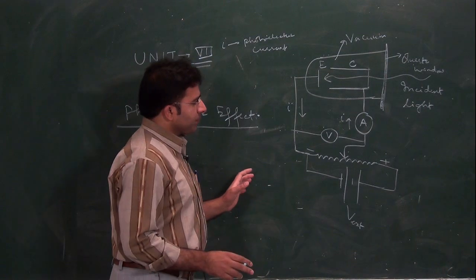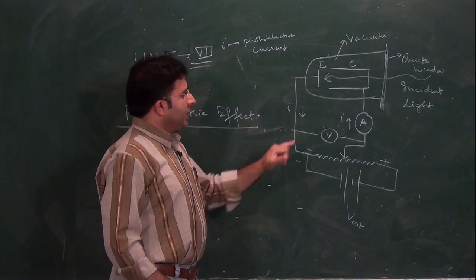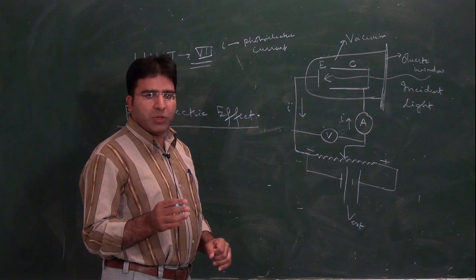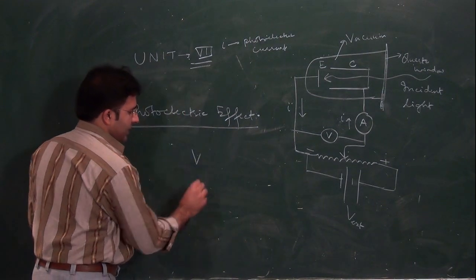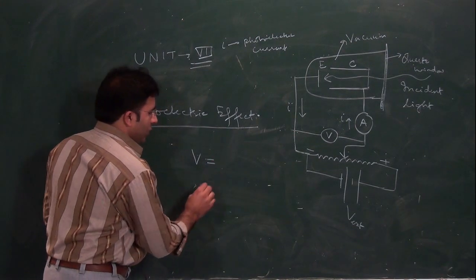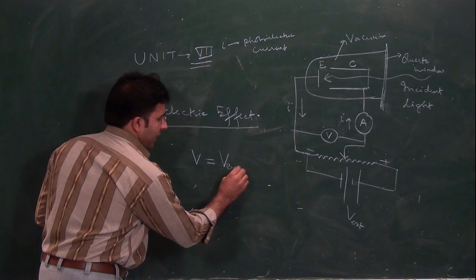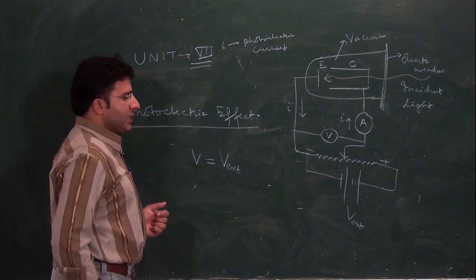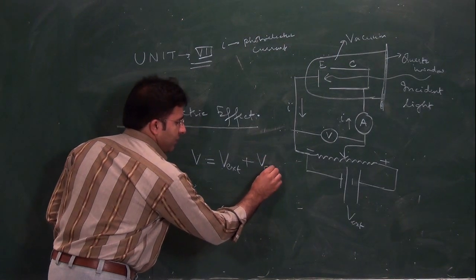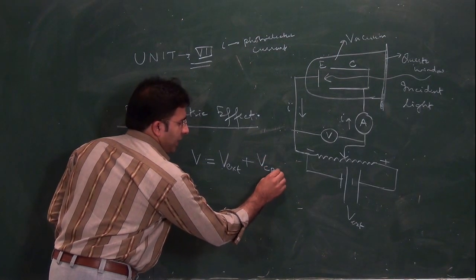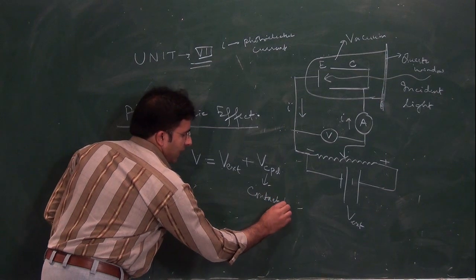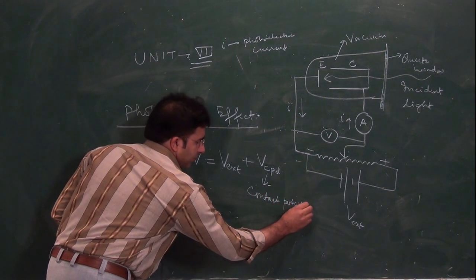Then what we do, first we need to understand here, the voltage across the emitter and collector is the algebraic sum of two voltages. If V stands for the voltage across emitter and collector, it is the algebraic sum of two voltages. One is the voltage which we externally apply by this battery, V external, plus there is one more voltage which I am writing as V subscript CPD. This is called contact potential difference. Now what is contact potential difference?